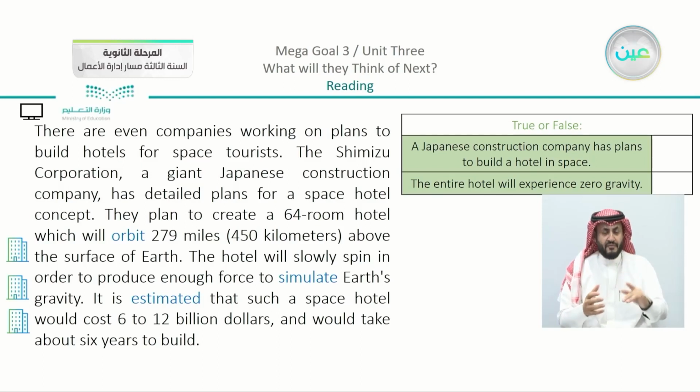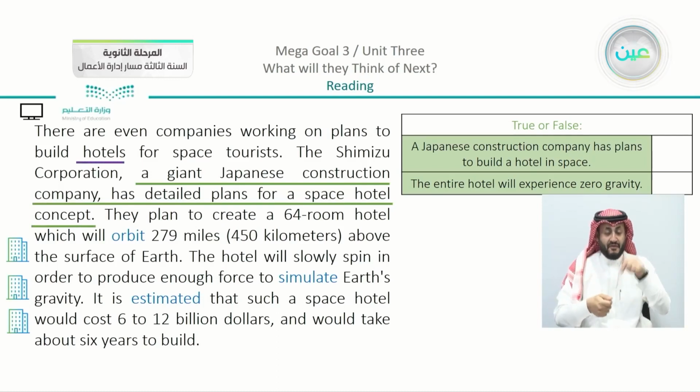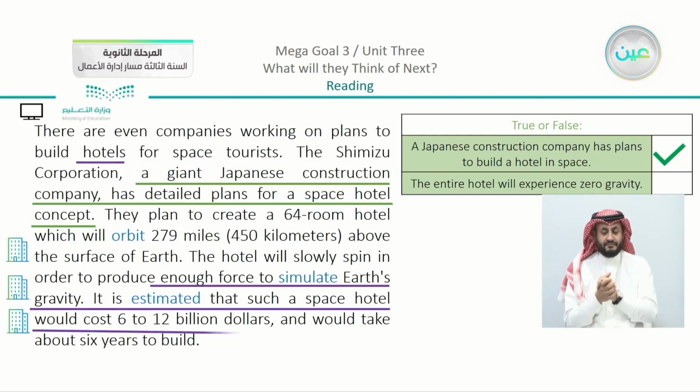So you can find the answers just by scanning for a Japanese construction company. We can see that, yes, there is an idea or detailed plans for a space hotel concept. And the other part, we can see that also we have here, yes, there will be enough force to simulate Earth's gravity. It is estimated that such a space hotel would cost $6 to $12 billion. And yes, the hotel will slowly spin in order to simulate the gravity. Now, the first one is true and the other point is false.